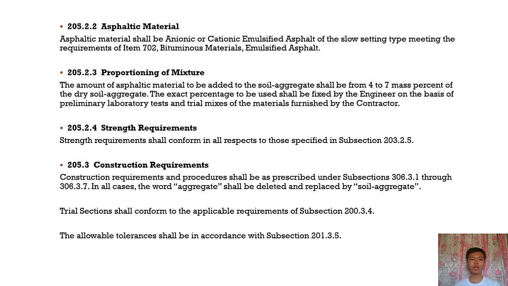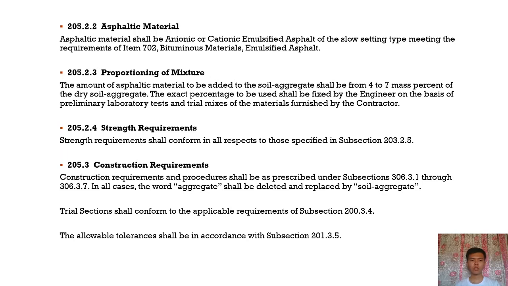Proportioning of mixture. The amount of asphaltic material to be added to the soil aggregate shall be from 4 to 7 mass % of the dry soil aggregate. The exact percentage to be used shall be fixed by the engineer on the basis of preliminary laboratory tests and trial mixes of the materials furnished by the contractor. Strength requirements. Strength requirements shall conform in all respects to those specified in subsection 23.2.5, which is about CBR test for gravelly soils and unconfined compression test for finer textured soils.